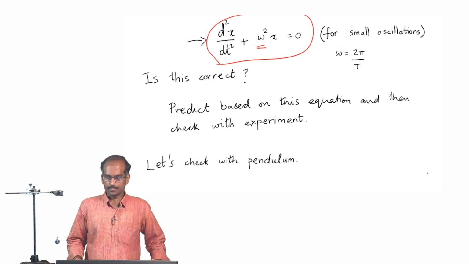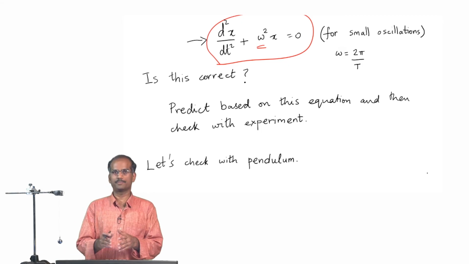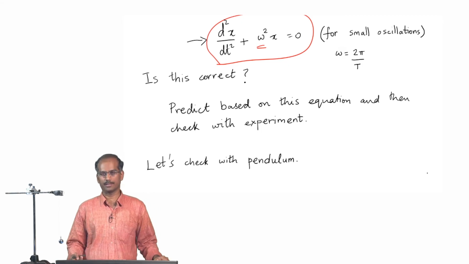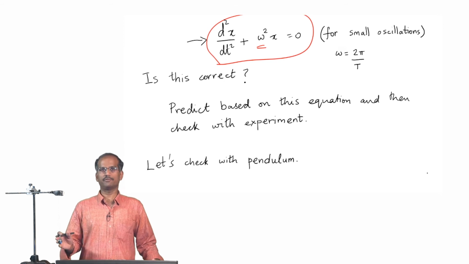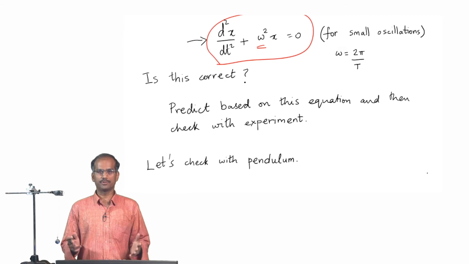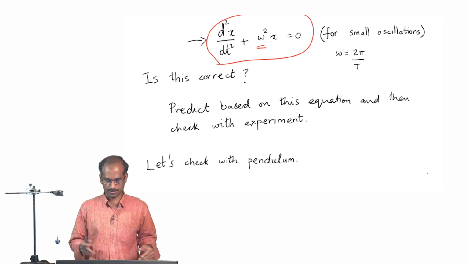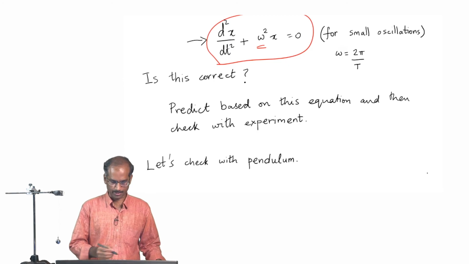So, the way to answer this is by actually doing an experiment. Let us predict something based on this mathematical equation and then check with the experiment whether it matches or not. Which is what we are going to do right now, and let us check that with the system that we have here, namely the pendulum.